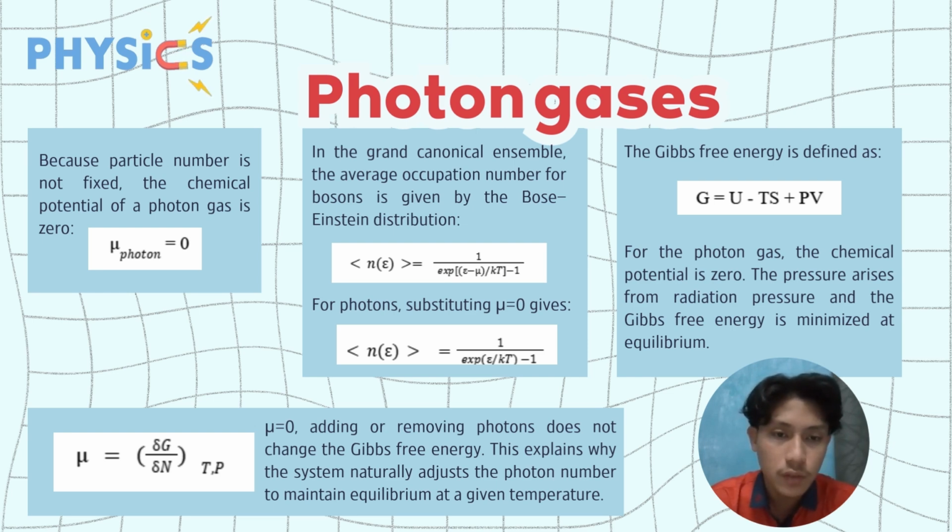So for the Gibbs free energy, it is defined as G equals U minus TS plus PV. For the photon gas, the chemical potential is 0. The pressure arises from radiation pressure and the Gibbs free energy is minimized at equilibrium. So for mu is 0, mu is equal to delta G over delta N. So adding or removing photons does not change the Gibbs free energy. This explains why the system naturally adjusts photon number to maintain equilibrium at a given temperature.